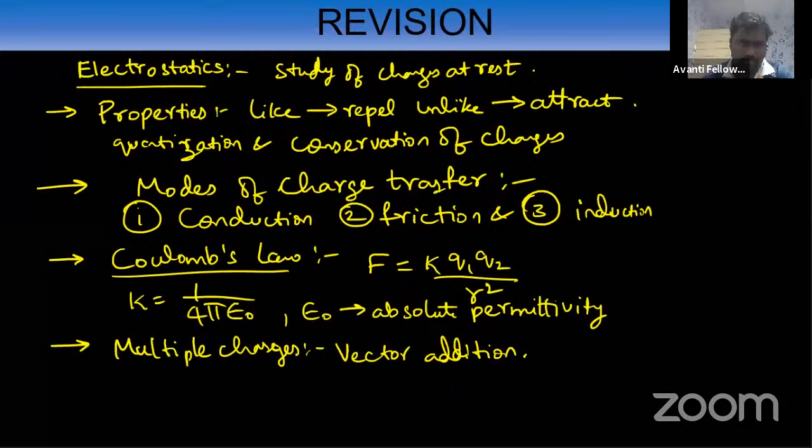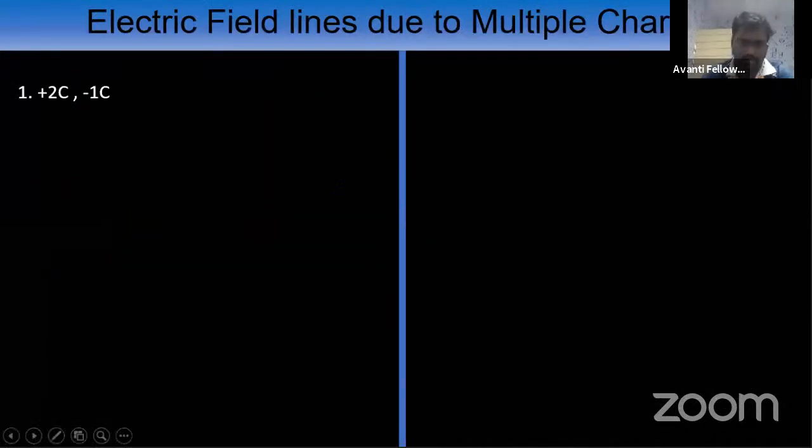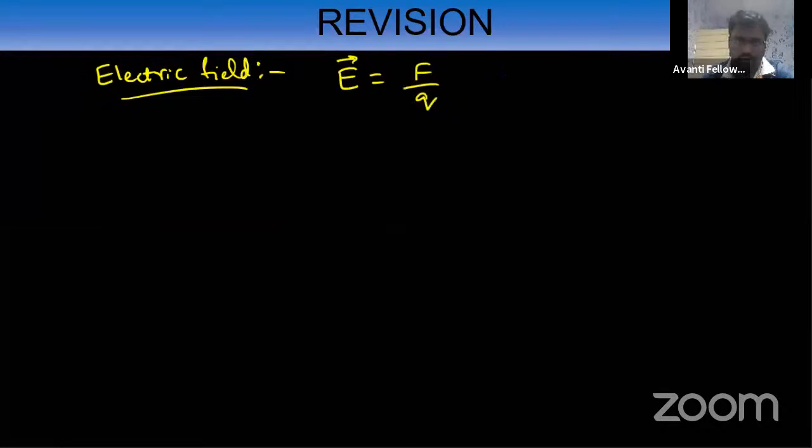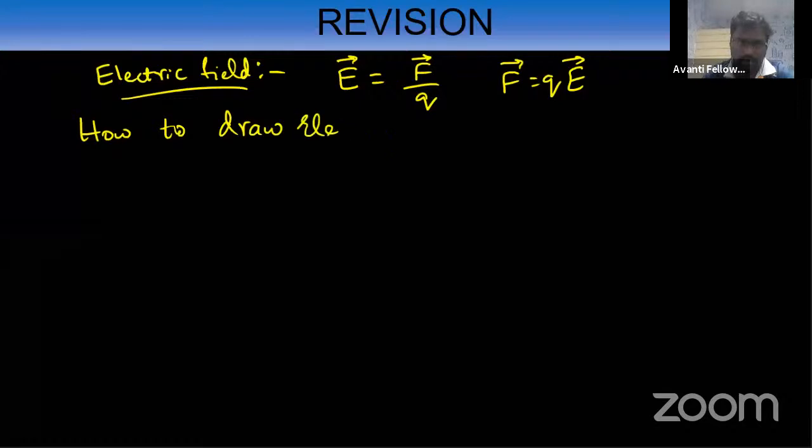So then we started with electric field. What is electric field? So electric field was given by E is equal to force upon charge. Yes, force per unit charge was given as electric field, or force F is equal to Q times E. Then in our previous class, we learned how to draw electric field lines.